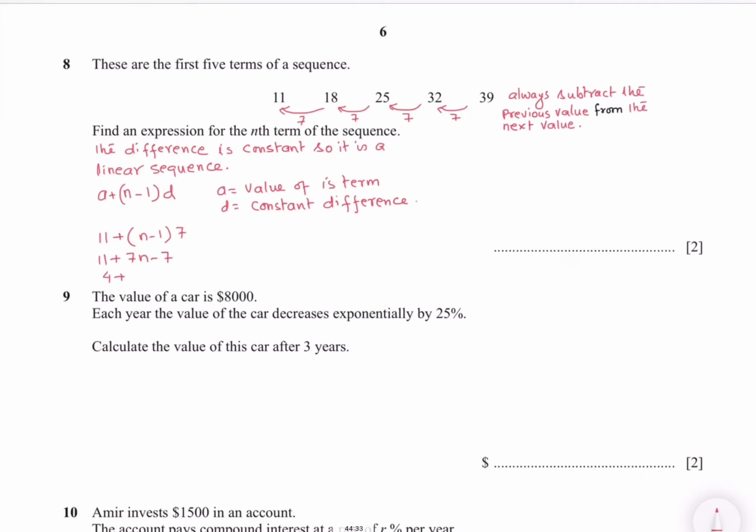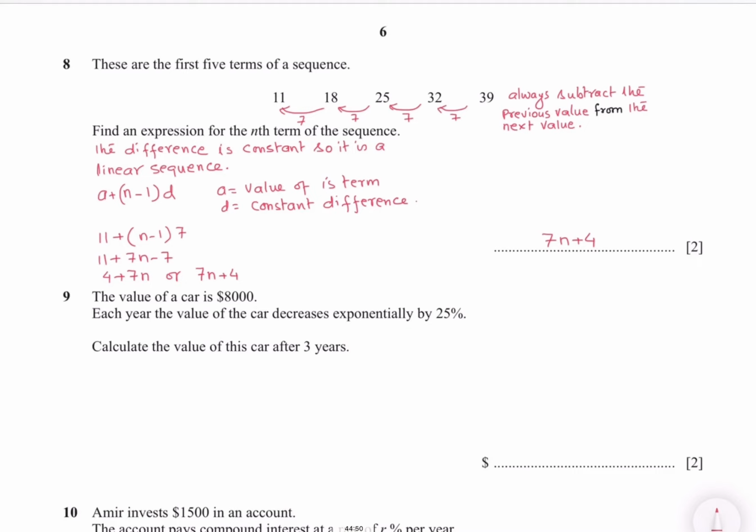11 minus 7 is 4 plus 7n, or you can write 7n plus 4. So this is our nth term expression, 7n plus 4. Part 9 says the value of a car is $8,000. Each year the value of the car decreases exponentially by 25%. Calculate the value of this car after 3 years.